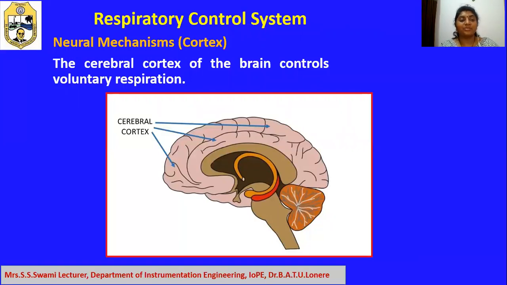It controls the neural mechanism. The cerebral cortex of the brain controls voluntary respiration. This figure shows the cerebral cortex. And in this way, we have studied the respiratory control system, and this is the end of Unit 4 also.